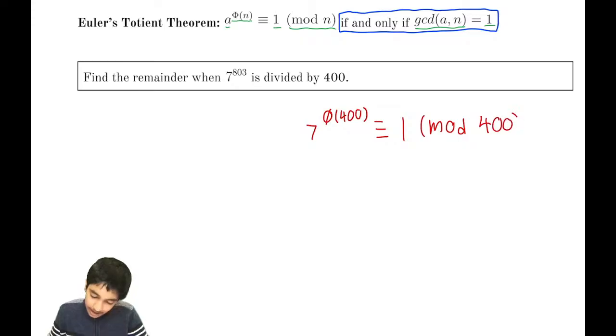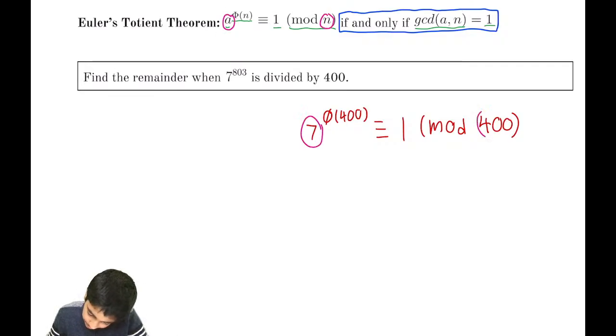The reason is that we know that we always want to check for this condition. Is the GCD of a and n equal to 1? So is the GCD of 7 and 400 equal to 1? Yes, so we're good. So if the GCD of 7 and 400 is 1, now we know that this is true. 7 to the power of totient 400 is 1 mod 400.